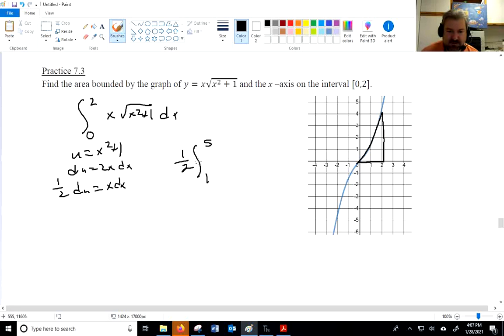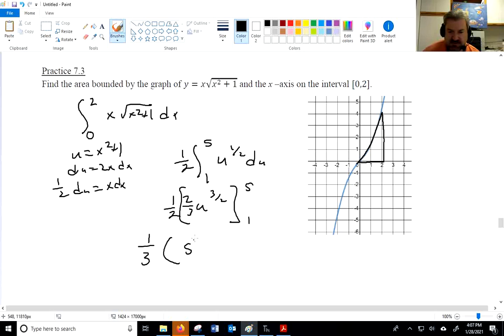And we're going to bring the 1/2 out here. And I'm just going to call this u to the 1/2. And then x dx became my du. So we integrate here. We got u to the 3/2 times 2/3, which we're going to do from 1 to 5. I'll bring that out because we have 1/3.